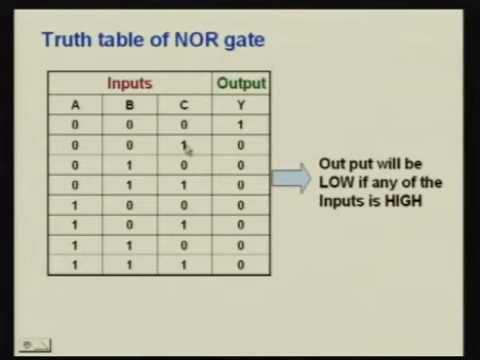Here you see only C is high, even then the output is low. Here B is high, even then the output is low. Here all 3 are high, the output is low. So the output will be low if any of the inputs is high, or we can say, if one or more than one inputs are high. This was about the NOR gate.